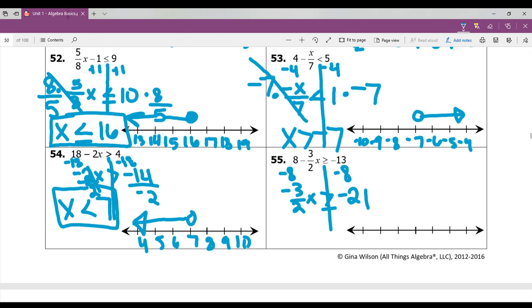Now, my coefficient's a fraction, and it's negative. So we're going to multiply by the reciprocal. We're going to flip that fraction. So negative 2/3. We multiplied by a negative, so this greater than or equal to now becomes less than or equal to. And then 21 times 2/3 is going to be 14.